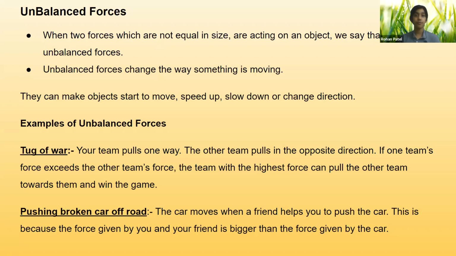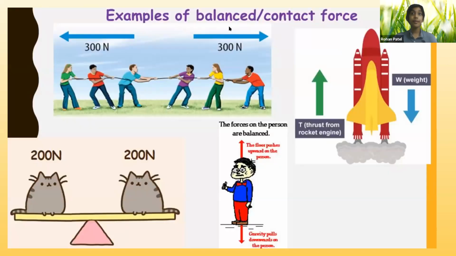Pushing a broken car off-road. The car moves when a friend helps you to push the car. This is because the force given by you and your friend is bigger than the force given by the car. So for example, in a tug of war, in our balanced forces, both of them are 300 newtons, so it won't change.